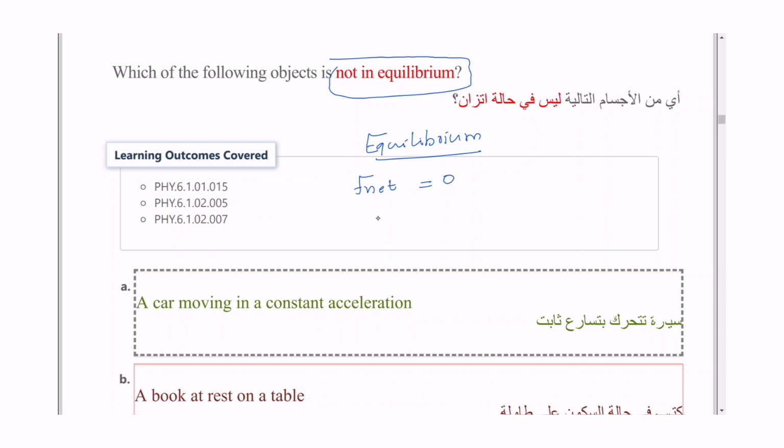Another name for the net force is resultant force. If an object is in equilibrium, the resultant force acting on the object is equal to 0. Or we say if an object is in equilibrium, the forces are balanced. Forces acting on the object are balanced. So if the net force is equal to 0 or forces are balanced, the object will be at rest or moving at constant speed.